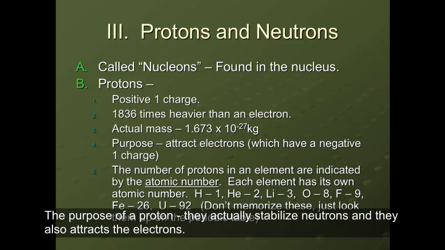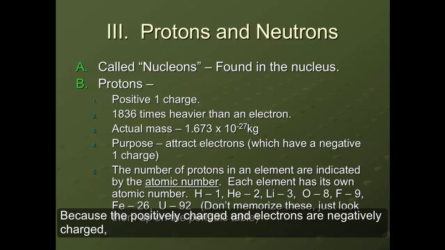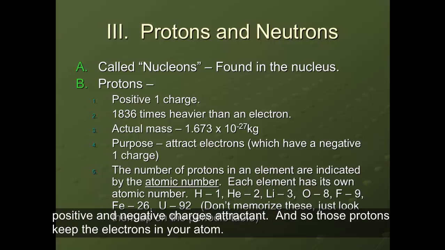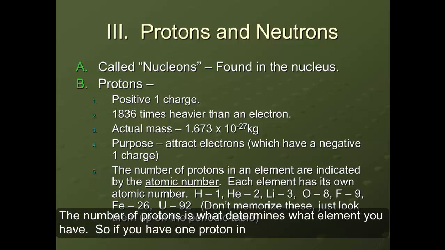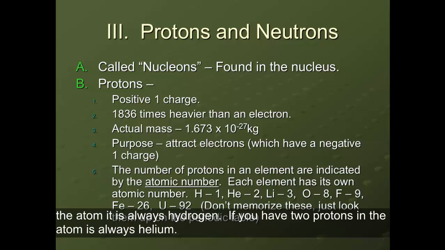The purpose of a proton, they actually stabilize neutrons and they also attract the electrons. Because they're positively charged and electrons are negatively charged, positive and negative charges attract, and so those protons keep the electrons in your atom. The number of protons is what determines what element you have. So if you have 1 proton in the atom, it is always hydrogen.